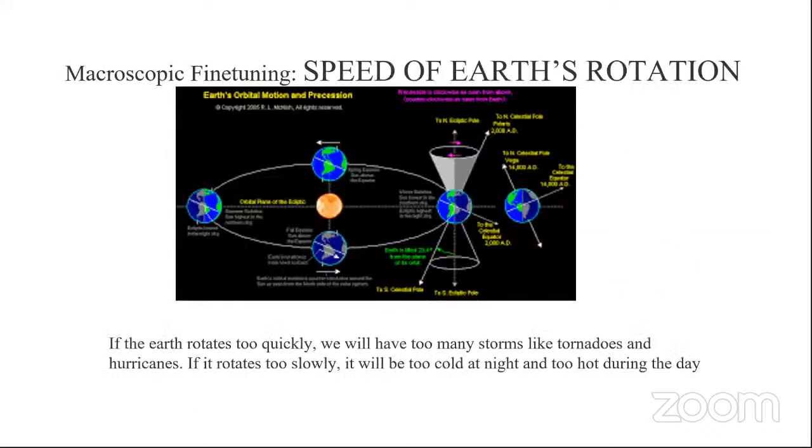We'll also see some examples at the macroscopic level. We saw the microscopic level, and now some examples at the macroscopic level. See the speed of Earth's rotation. It has been seen that if the Earth rotates too quickly, we would have too many storms like tornadoes and hurricanes. And if it rotates too slowly, it would be too cold at night and too hot during the day. So such a speed of rotation is maintained for a nicely balanced life on Earth. Go to the next slide.